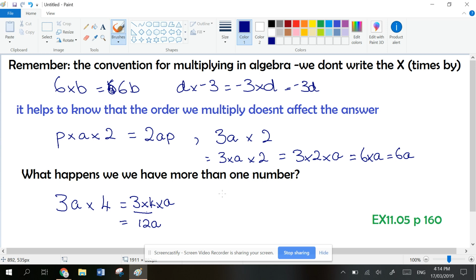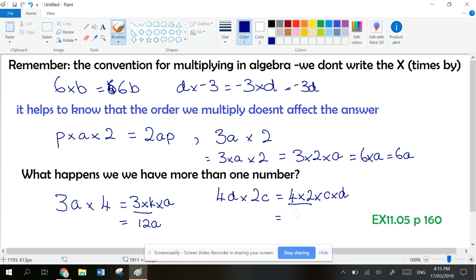Let's try another one. If we have 4d times 2c, we know that between the 4 and the d is a times, and between the 2 and the c is a times. So it's just a times, times, times problem. So we can write that as 4 times 2 times c, which comes before d in the alphabet, and then d last. So if we have more than one number and more than one letter, we can just change the order as long as it's all times, and then we can simplify.